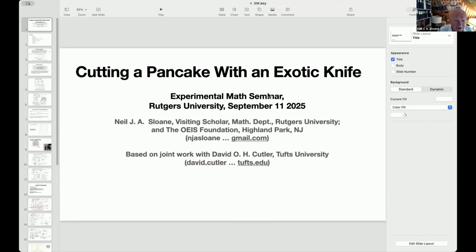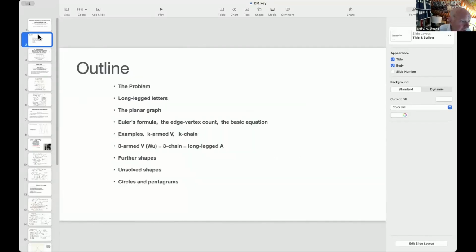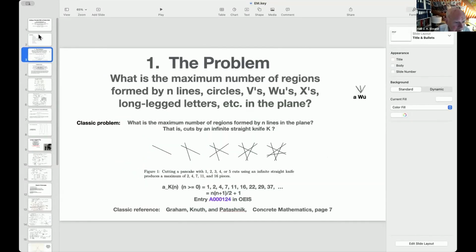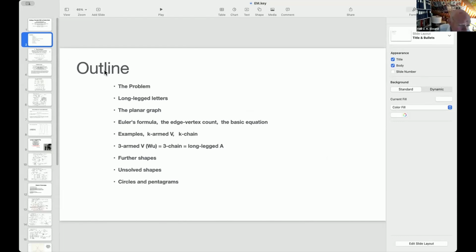Go ahead. Okay, so I'm going to talk about cutting a pancake with various shaped knives. Okay, the arrows now work. Okay, the outline of the talk is here. I'm going to talk about long-legged letters and the graph and various examples, some nice results, lots of examples, some unsolved problems at the end.